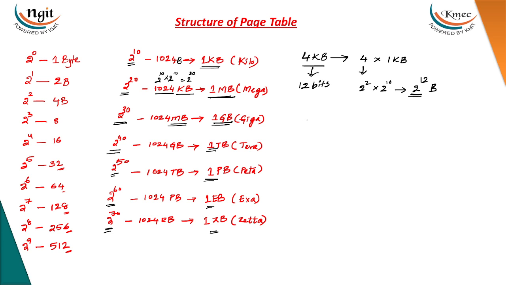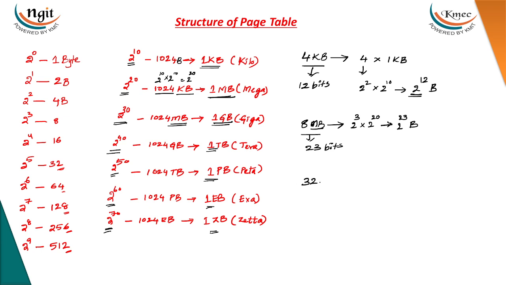Similarly, if someone asks you what is 8 MB, we can simply write 2 to the power of 3 into 2 to the power of 20, because MB is 2 to the power of 20. So we need a minimum of 23 bits to represent 8 MB.